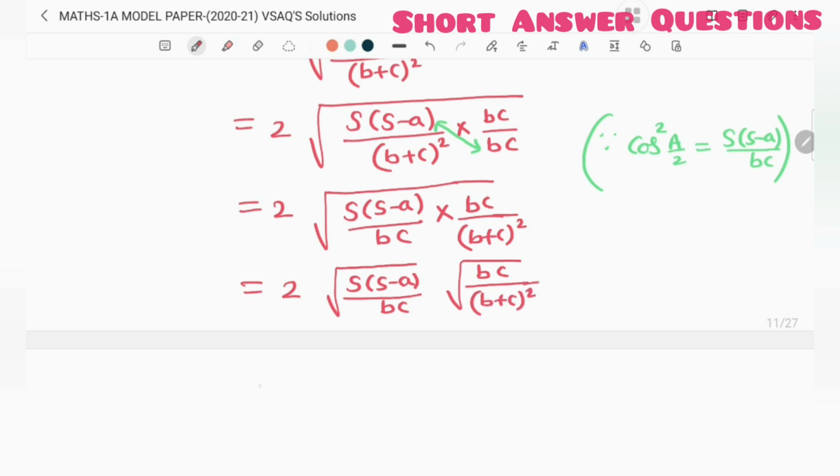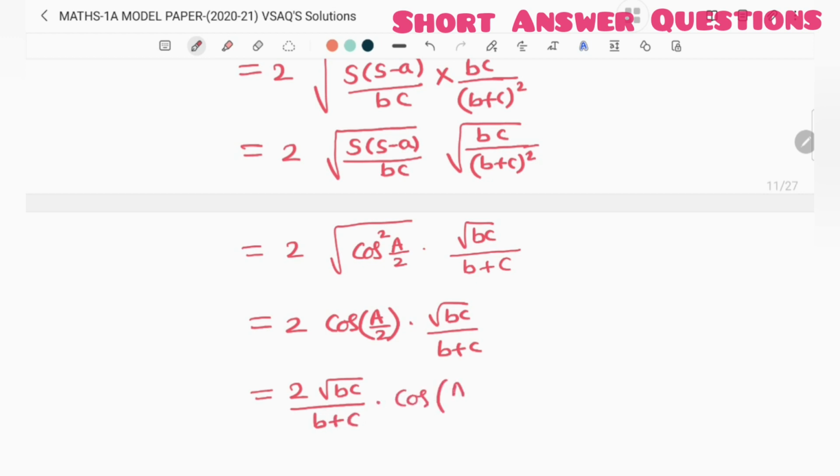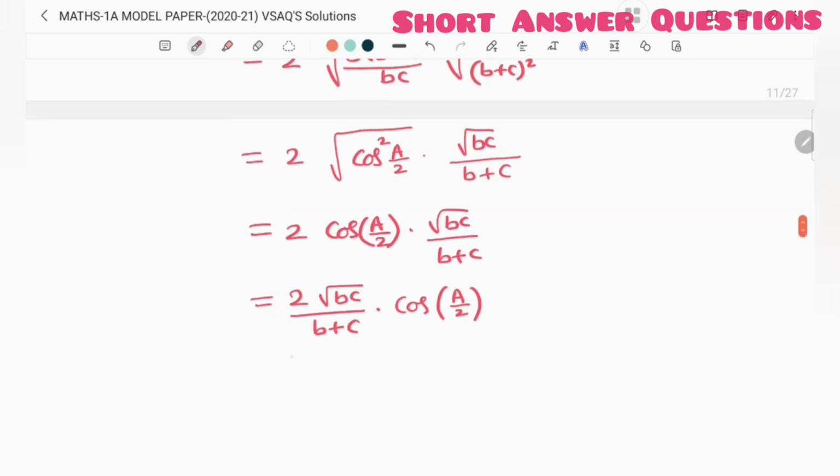The denominator will be cancelled. 2 into square root of this value, which is equal to cos square a by 2 only, no? Into root bc by b plus c, the square root cancels in the next step. 2 into cos a by 2 into root bc by b plus c. So that can also be written as 2 root bc by b plus c into cos a by 2, which is the required RHS.